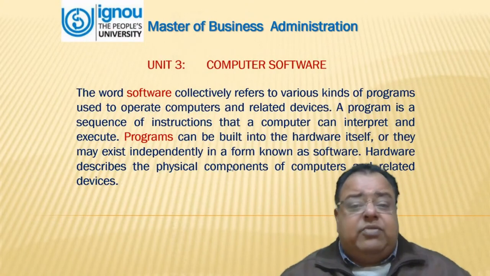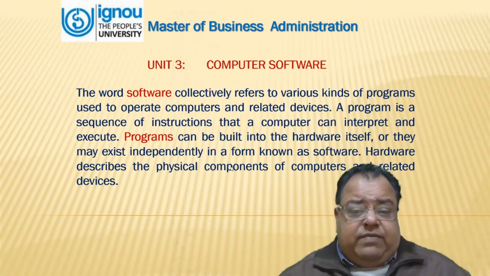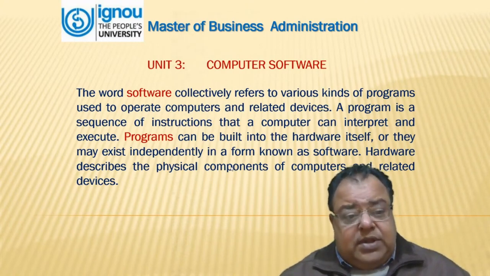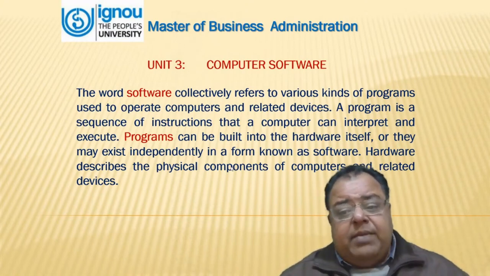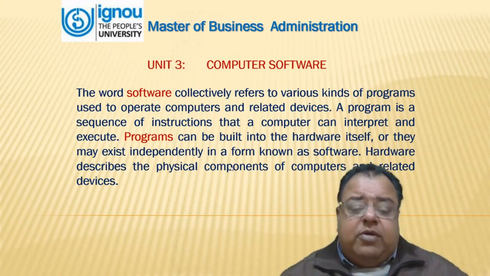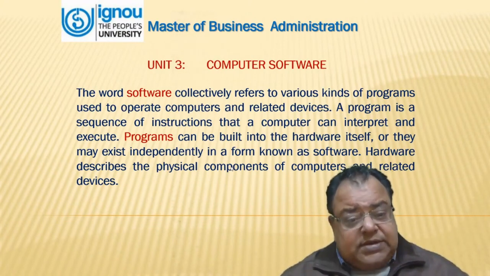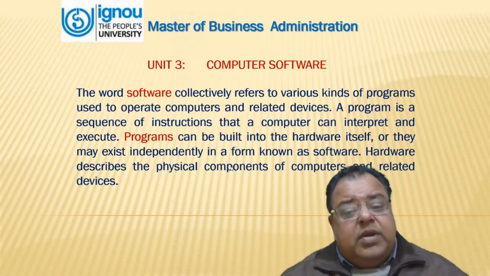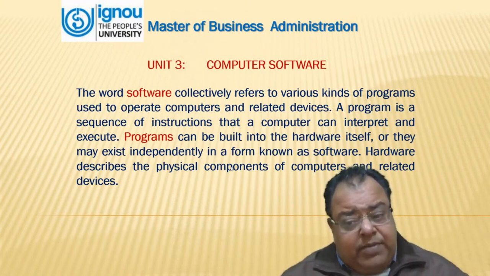Now, we move on to unit 3, that is computer software. The word software collectively refers to various kinds of programs used to operate computers and related devices. A program is a sequence of instructions that a computer can interpret and execute. Programs can be built into the hardware itself, or they may exist independently in a form known as software. Hardware describes the physical components of computers and related devices.